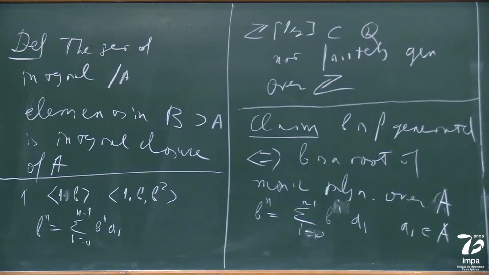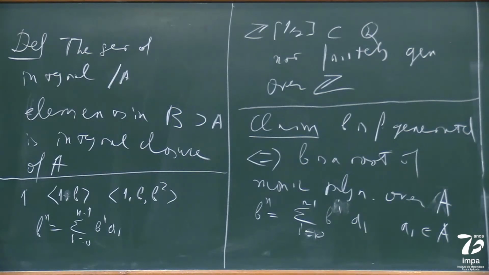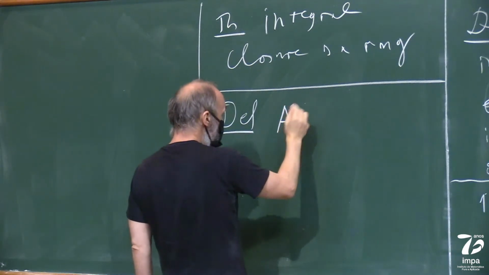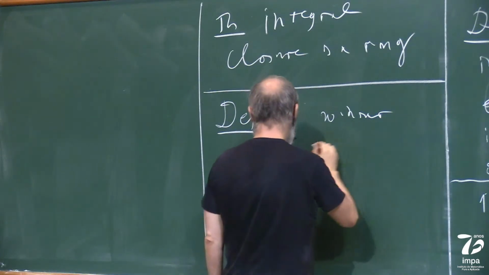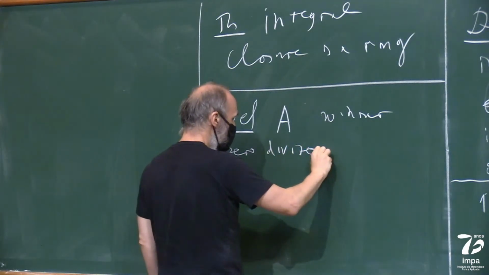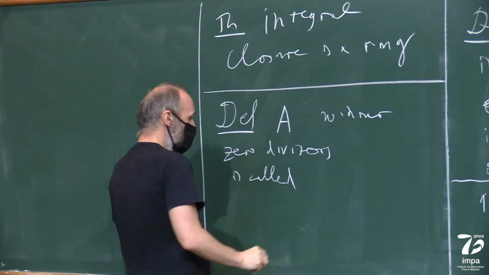Okay, now the central notion which I'm going to explain for a while, because it's important, is normalization and normal varieties. So the definition of normal rings, or integrally closed rings: a ring A, suppose it's a ring without zero divisors, is called integrally closed.